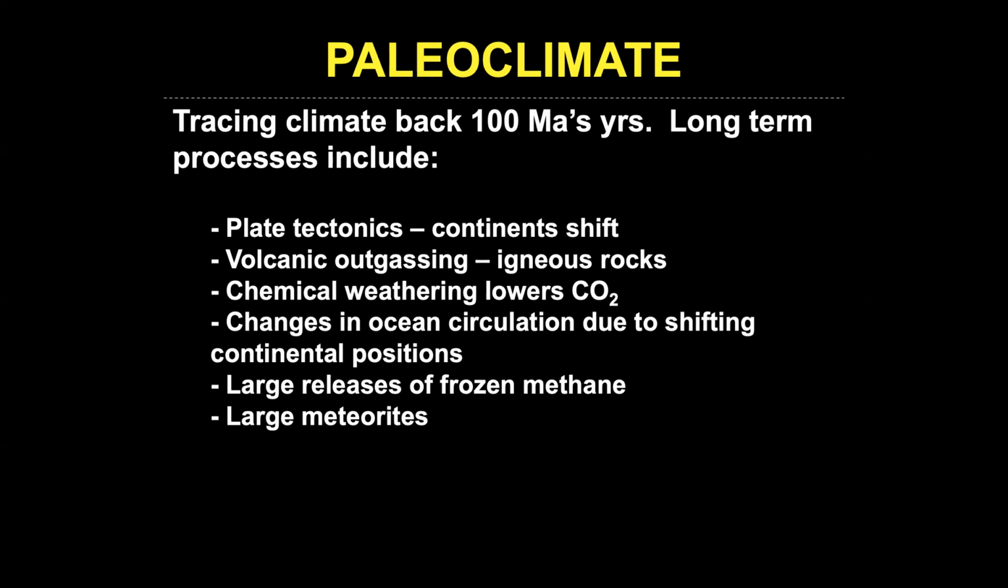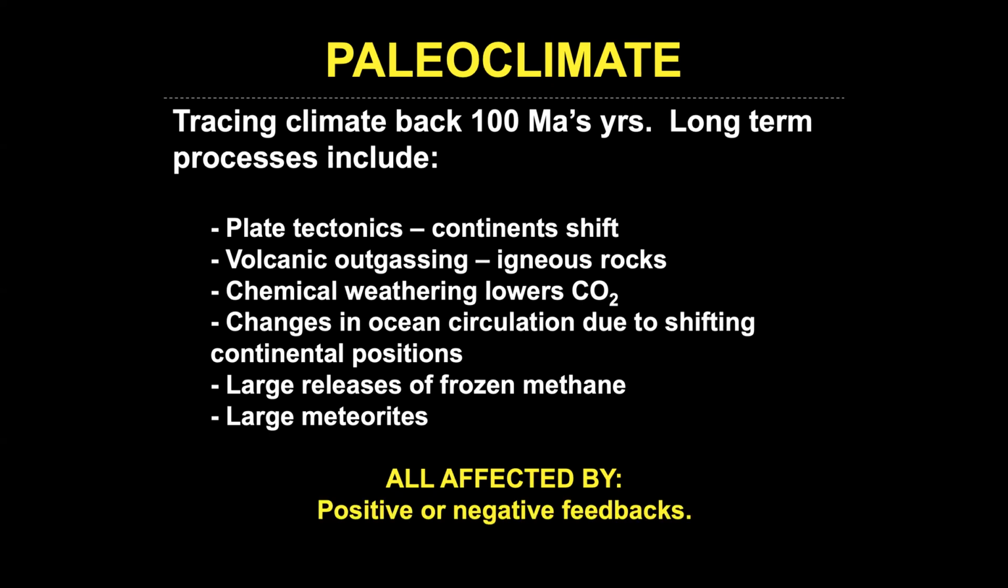So now, let's look at the idea of tracing climate back a long, long time ago. So we're talking about plate tectonics, continents shifting, volcanoes, the growth of mountain chains, meteorites, and the release of methane that may have been frozen. All of these can change climate without any human intervention. Okay? Now, these are all affected, of course, by both positive and negative feedbacks. And remember, a positive feedback is reinforcing, and a negative feedback is counteracting.